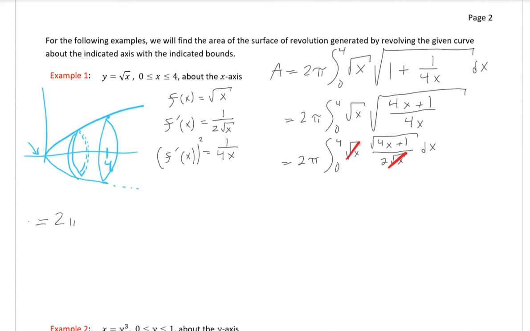So then now we have 2 pi from 0 to 4 of just, well, if I actually pull that 2 out, I just have pi then of the square root of 4x plus 1 dx.